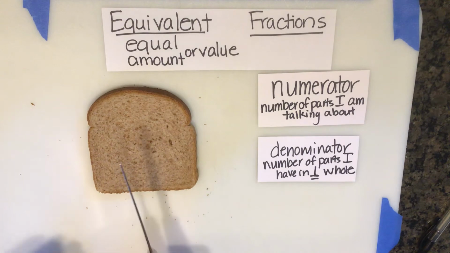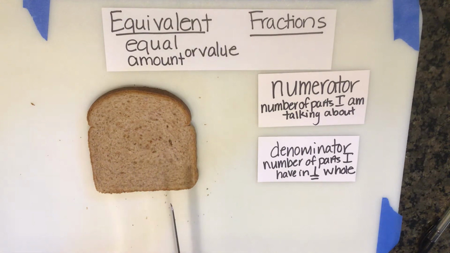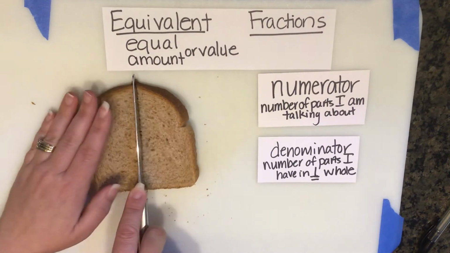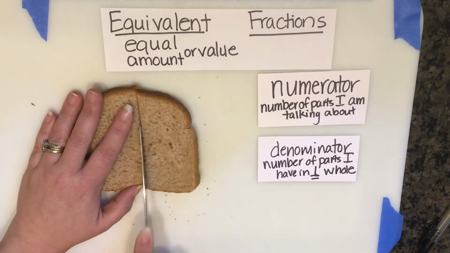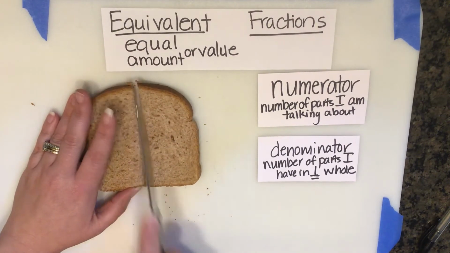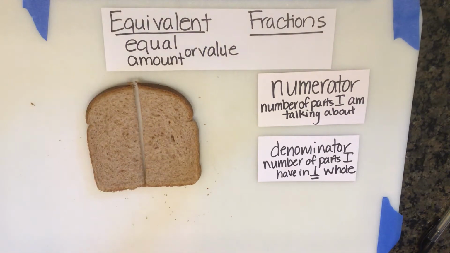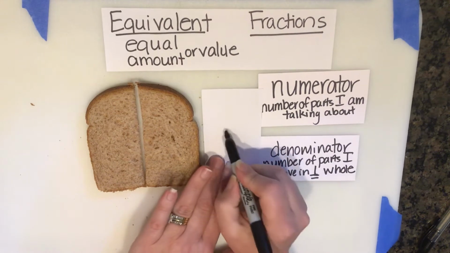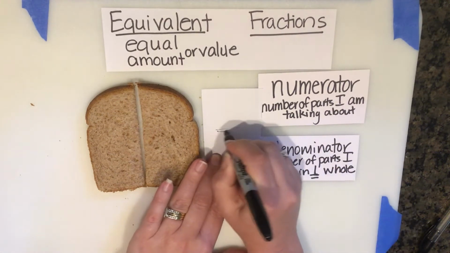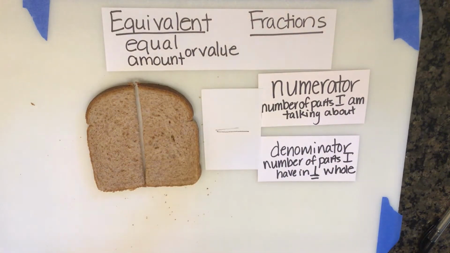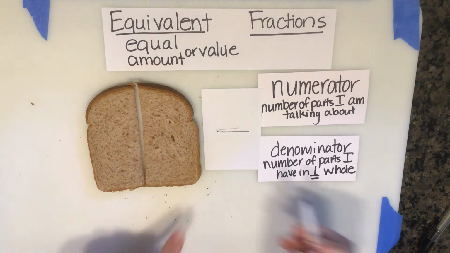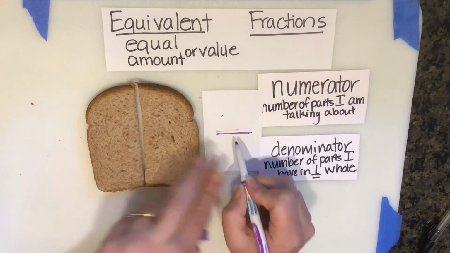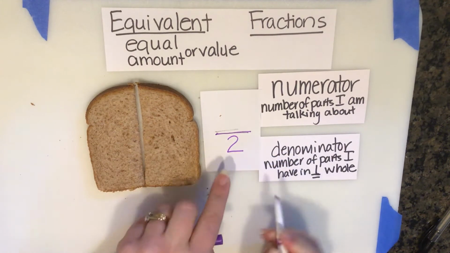Okay? Since fractions have to be divided into parts, I'm going to cut my piece of bread. Bread is one whole, and I'm going to cut this right down the center. Okay? So let's talk about what that fraction would be. This should be review here, right? So my denominator, let me use a different color, my denominator is the number of parts I have that are in one whole. This is one whole, I have two parts. My denominator should be 2.